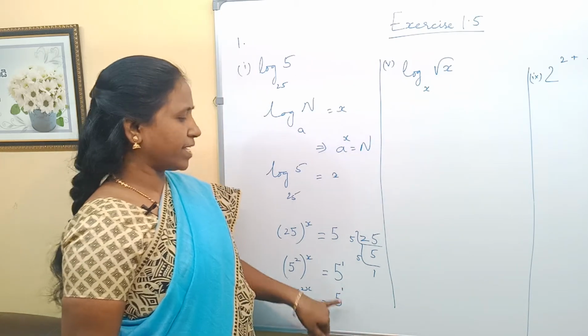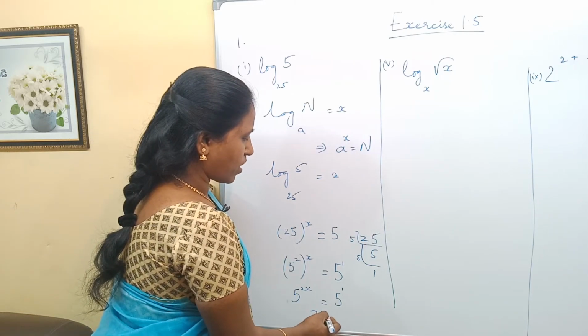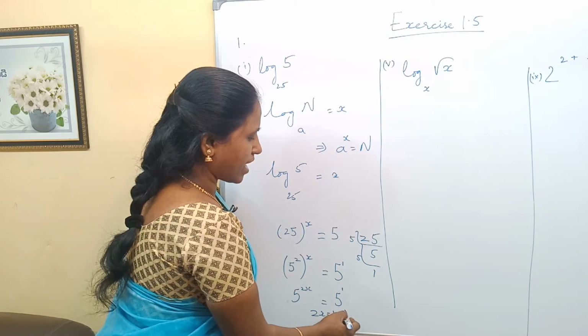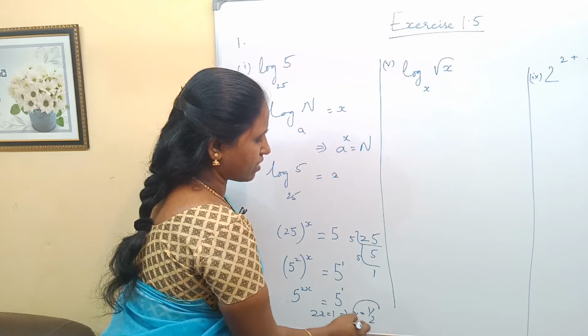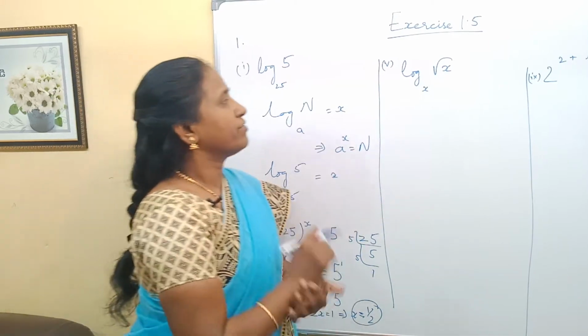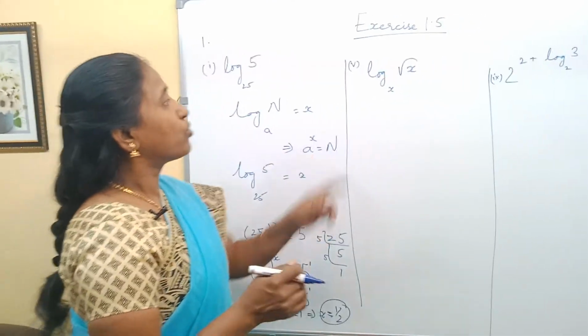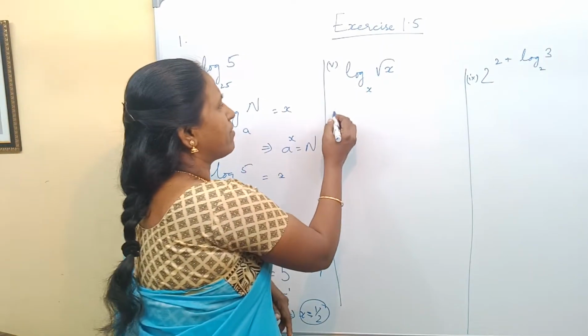So both the bases are the same. So how do we equate? 2x equal to 1, which gives x equal to 1 by 2. This is our answer. Right? On to the fifth sum. Log root x base x. What's the answer? Again we go the same way.